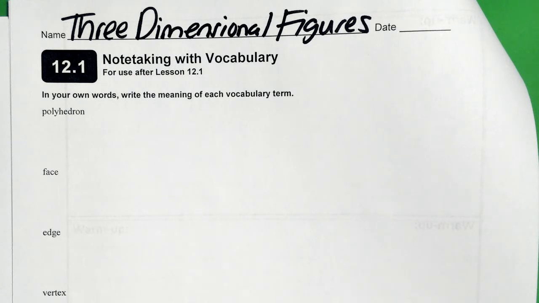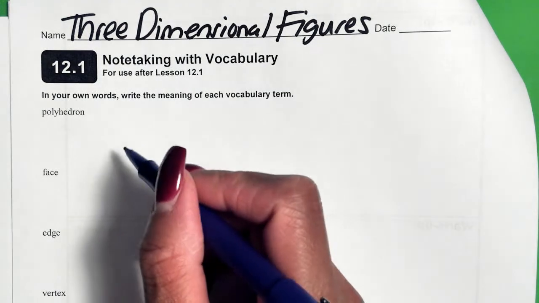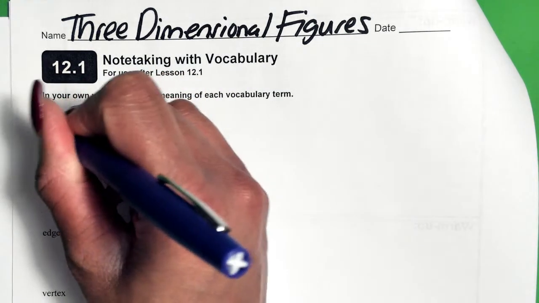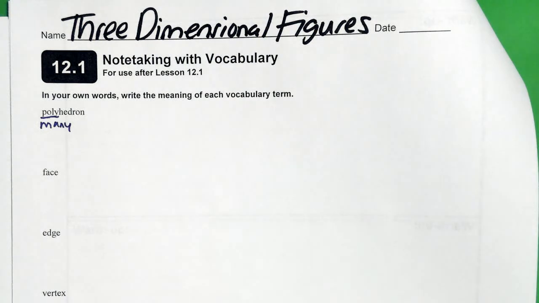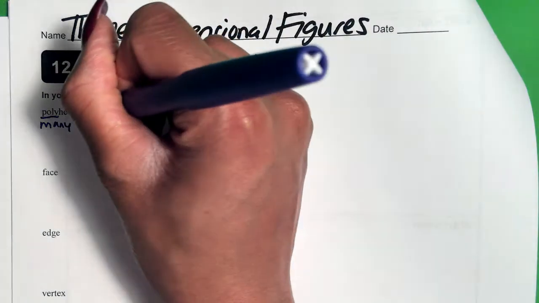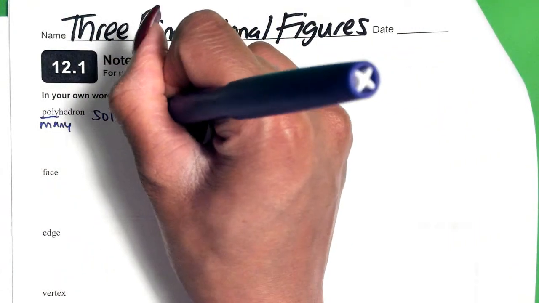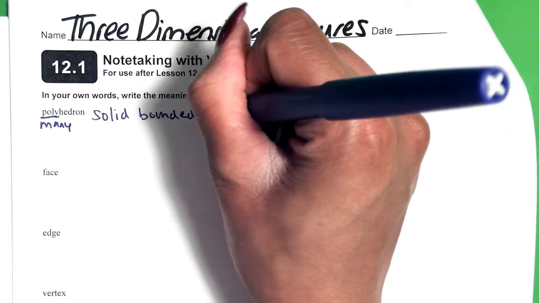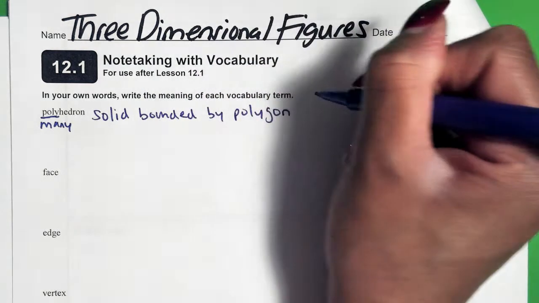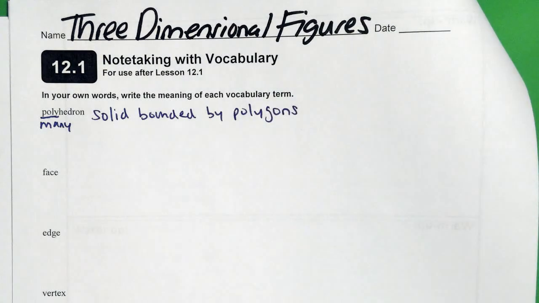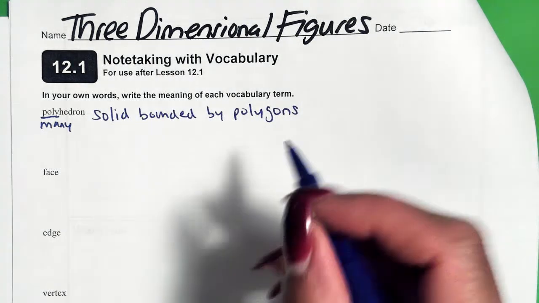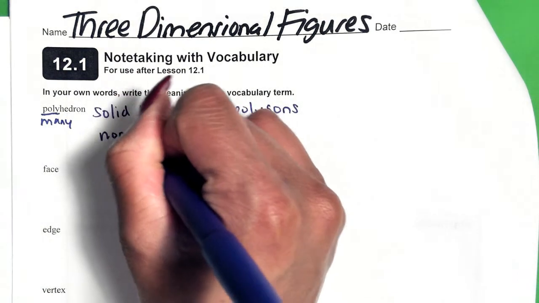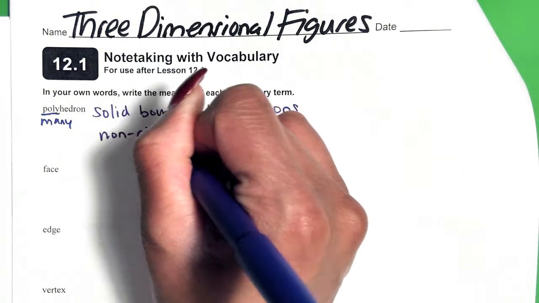So our first set is always vocabulary, and our first vocabulary term is a polyhedron. Think poly as in polygon. It does mean many. Hedron pertains to faces, edges, vertices, etc. So a polyhedron is a solid bounded by polygons. Think of this as a 3D shape that has many polygons, such as a triangle, square, rectangle, etc. There are many of those, and they're all connected. That's what's called a polyhedron. And polyhedrons are also non-circular. So keep that in mind, non-circular.